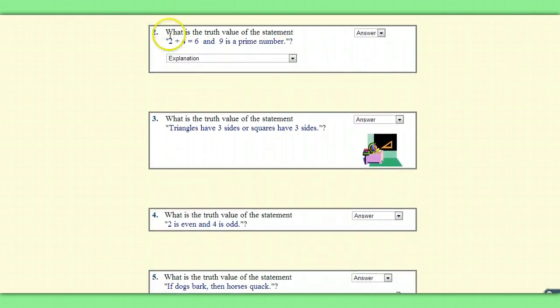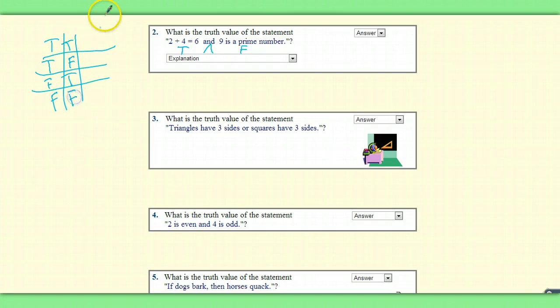Number 2. What is the truth value of the statement 2 plus 4 equals 6 and 9 is prime? Well, this is an and statement, and 2 plus 4 does equal 6, that's true, but 9 is not prime. Remember, in a truth table, we have true, true, false, false, true, false, true, false. These are all the possible combinations.